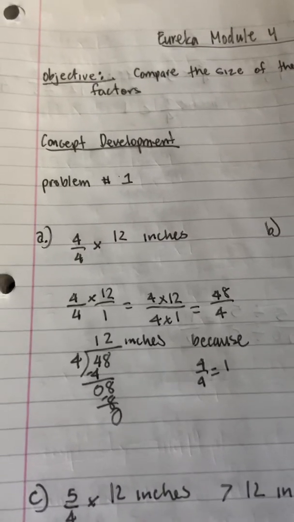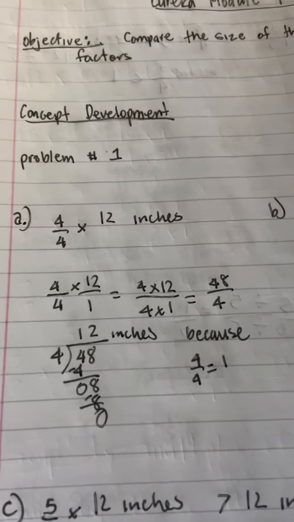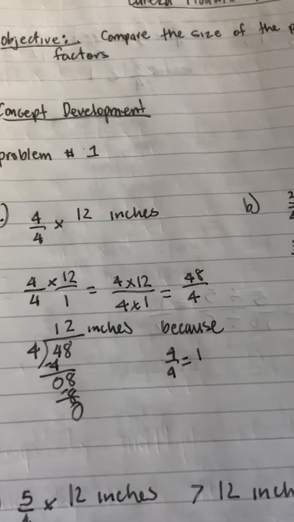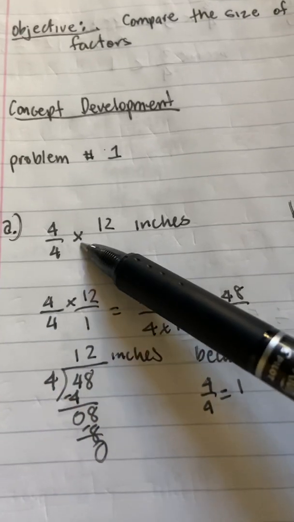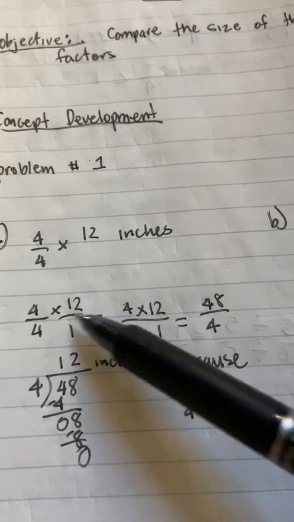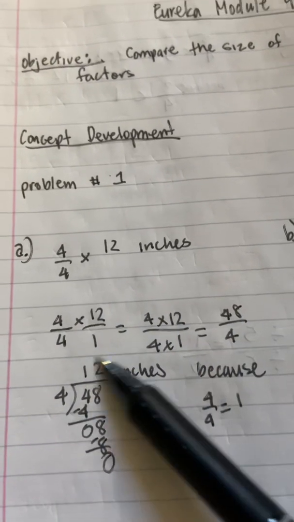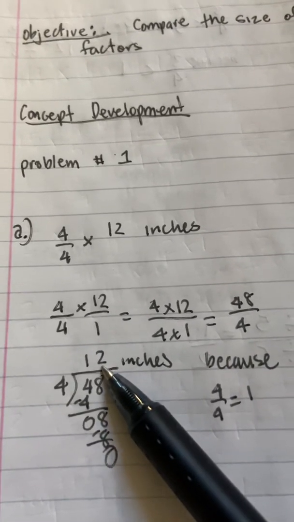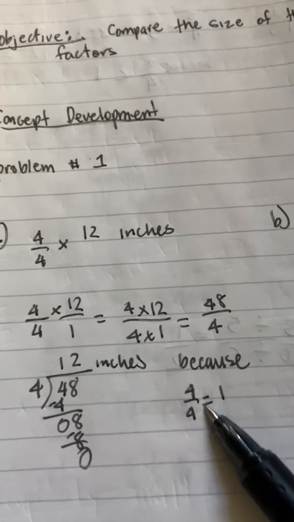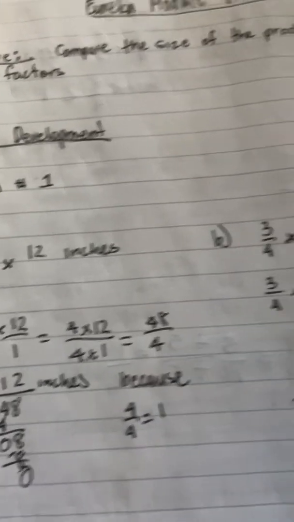Okay, problem number 1, part A. 4/4 times 12 inches. If you notice, the 4/4 is a whole. That's a whole number right there. So 4 times 12 is 48. 4 times 1 is 4, so 48/4. If you divide 48 by 4, you get 12 inches. And that's because, again, 4/4 equals 1.